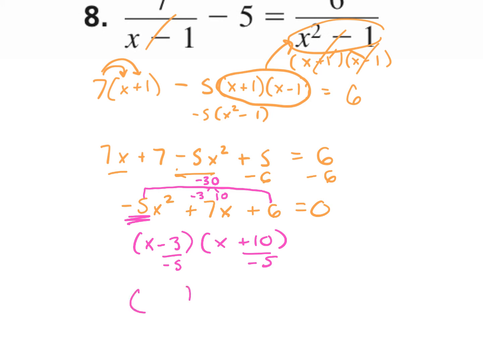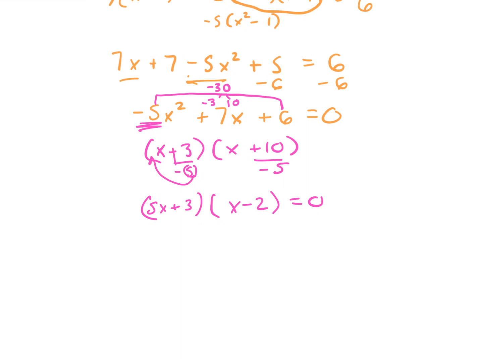I can simplify this because I'm dividing two negatives, so I'm going to make it a positive. So I have 5, but I can't simplify the 5, so I'm going to move that to the front. So 5x plus 3. If you left them both as negative, you'll get the same answer because you'll end up dividing by a negative at the end. And then positive 10 divided by negative 5 would be negative 2, so x minus 2.